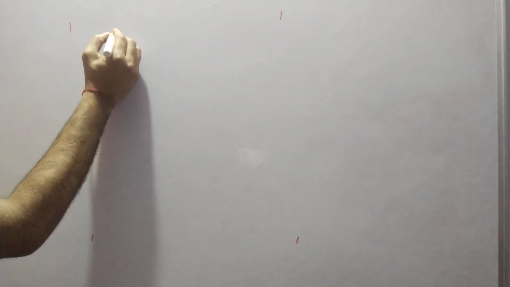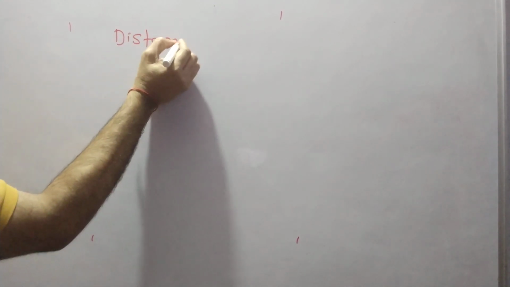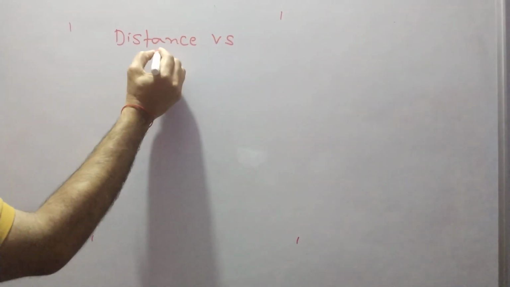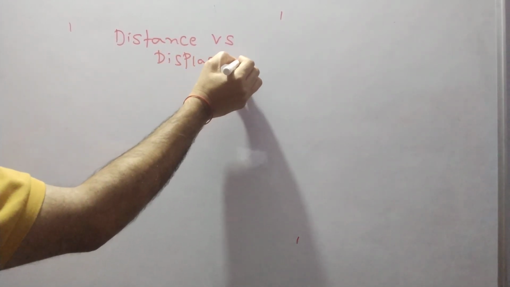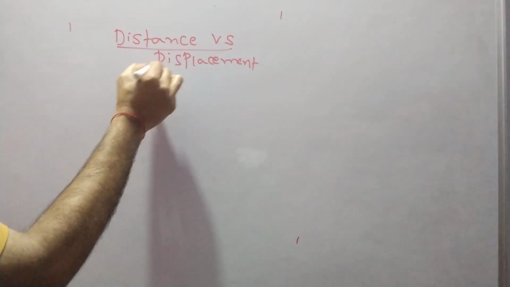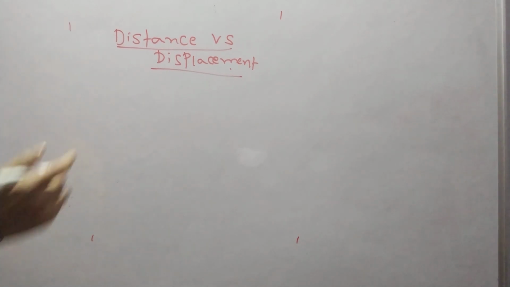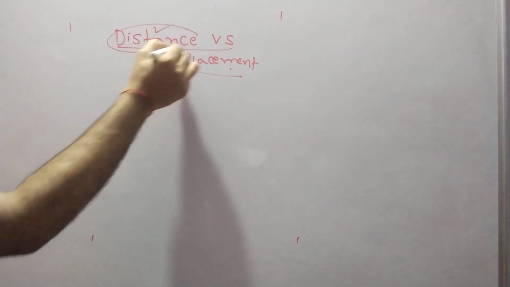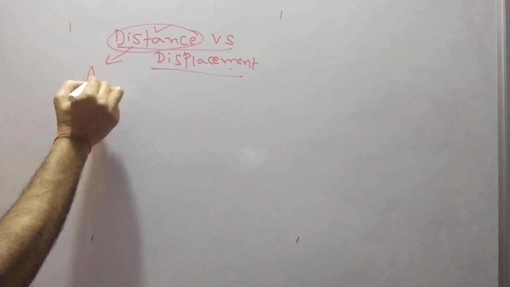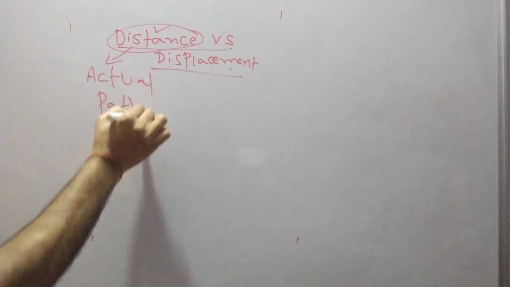Now we will see the difference between distance and displacement. Distance versus displacement. Now if you see the definition of the distance, this distance is nothing but the actual path length. Distance is the actual path length.